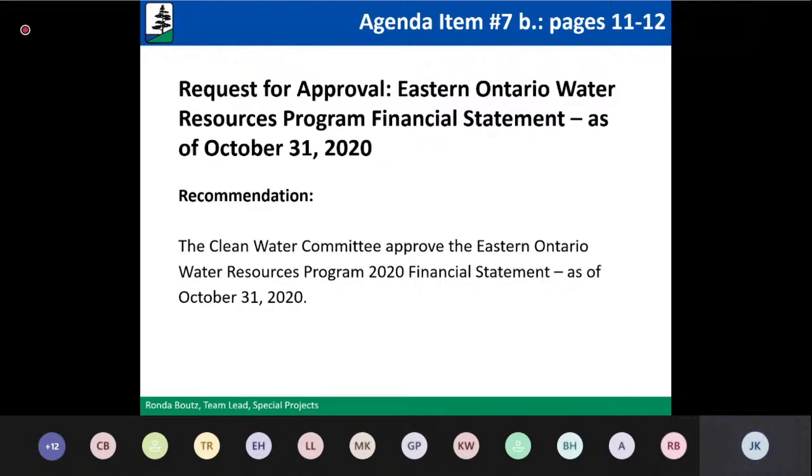Request for approval for the Eastern Ontario Water Resource Program financial statements as of October 31st, 2020. These are on pages 11 and 12. Great. So this, again, is the standard financial statement update that we bring to you for the Eastern Ontario Water Resources Program. I'll draw your attention to page 12, which summarizes expenses as of the end of October and a forecast out to the end of this year with a projection on carryover for a few of the projects.